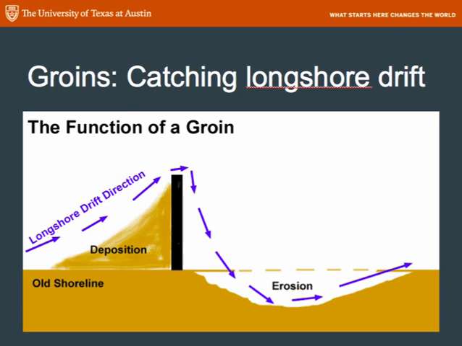And so you can see in these blue arrows the longshore drift direction, and the sand is being captured on the up current side of the longshore drift. But the downside of a groin is that it causes erosion, more erosion on the down current side. And so the current curls around and destroys the beach next to you. Very nice for you, not so nice for your neighbor.